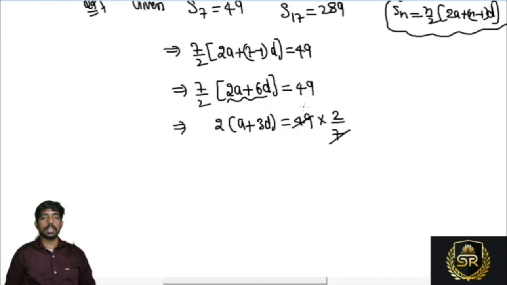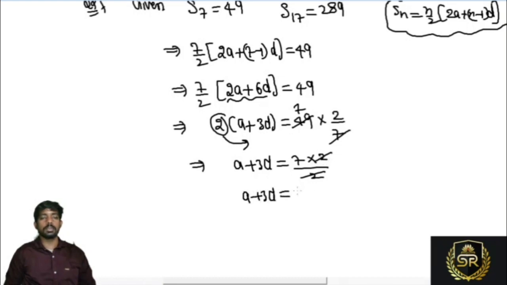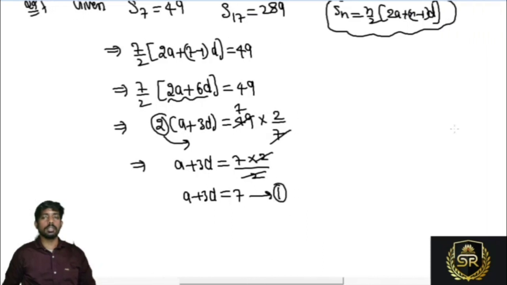7 7s are 49. Send this 2 to the right hand side. Then a plus 3d is equal to 7 into 2 by 2. The 2s cancel. Therefore a plus 3d is equal to 7. Let us call this equation 1.